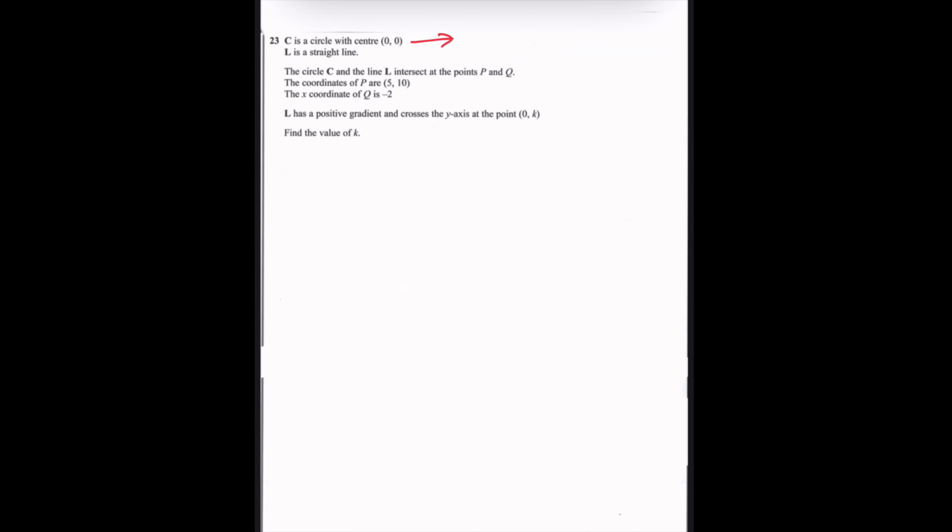Circle, center 0, 0. The equation for a circle is x squared plus y squared equals r squared, for a center 0, 0 circle. So very quickly, I'm going to draw a circle. This could potentially be awful. Okay, that's not good already.